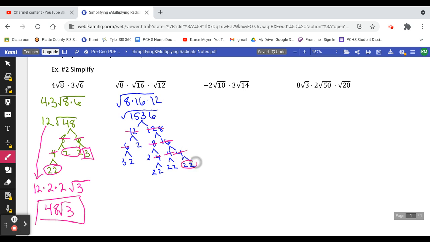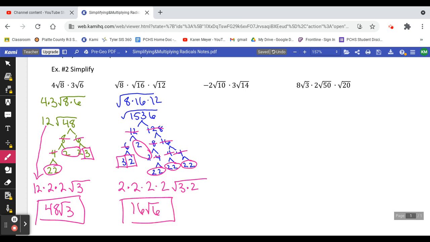So, group of 2s, group of 2s, group of 2s, another group of 2s, leftover 3, leftover 2. So 2 times 2 times 2 times 2. I get to put four 2s on the outside. And then inside I got 3 times 2. So final answer is 16 square root of 6.